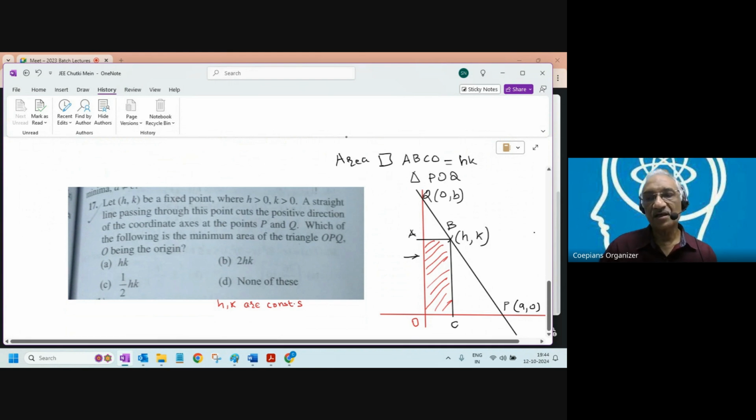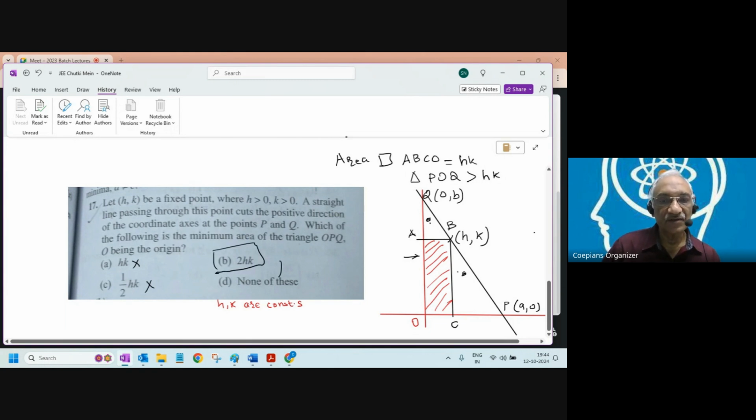its area should definitely be bigger, because it's given in the first quadrant. Its area should be bigger because this particular area and this particular area are added. So definitely half HK is not the option. As I said, the area has to be bigger than the rectangle's because these extra areas can't be 0. So the area of triangle POQ has to be strictly greater than HK. So this also gets eliminated. The only answer that remains is 2HK.